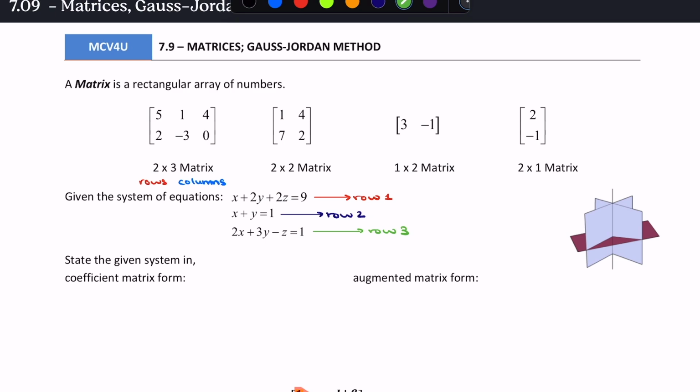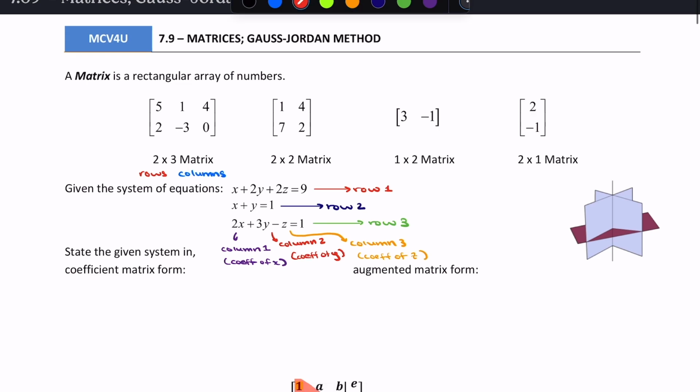And so the coefficients in front of the x, y, and z values will represent our columns. In column number 1, those are the coefficients of x. Column number 2, those are the coefficients for y. And then column number 3 are the coefficients of z.